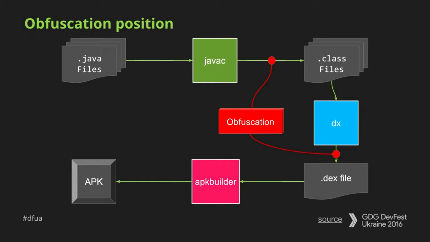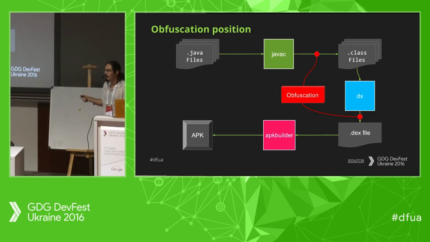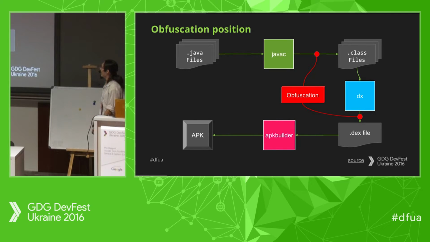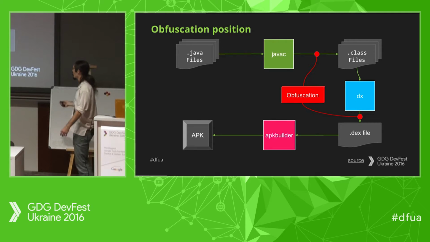Obfuscation can be applied on two stages, on class files and on DEX files. ProGuard works with class files. It's because ProGuard was created 8 years before Android, and no one knew about Android at this time. And actually, it's why ProGuard can be used with any Java project, not only with Android.